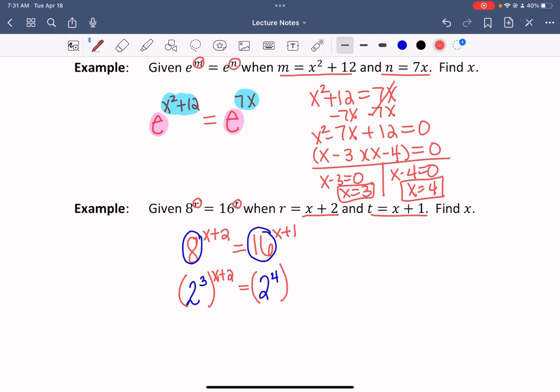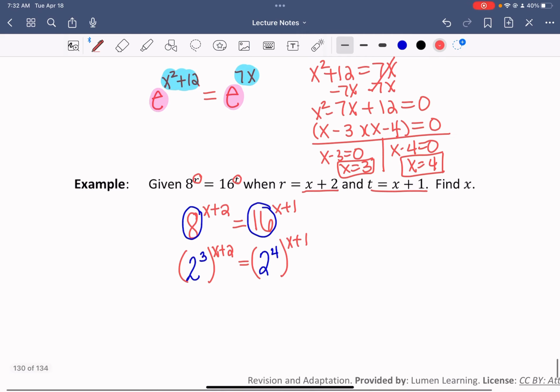So instead of 16, I write 2 to the 4th. So I've turned both of these into a base 2. Power to power, I'm going to multiply, so it gives me 2 raised to that, and I'll just distribute that 3. So 3x plus 6 equal to 2. Again, power to power, you multiply, so I just need to distribute that 4x plus 4.